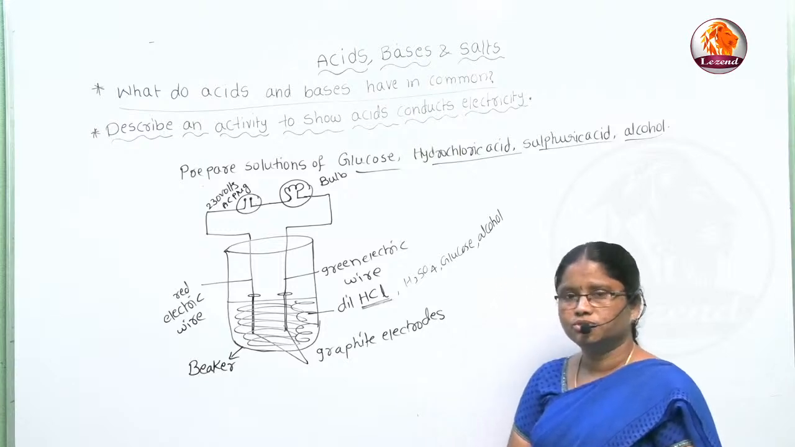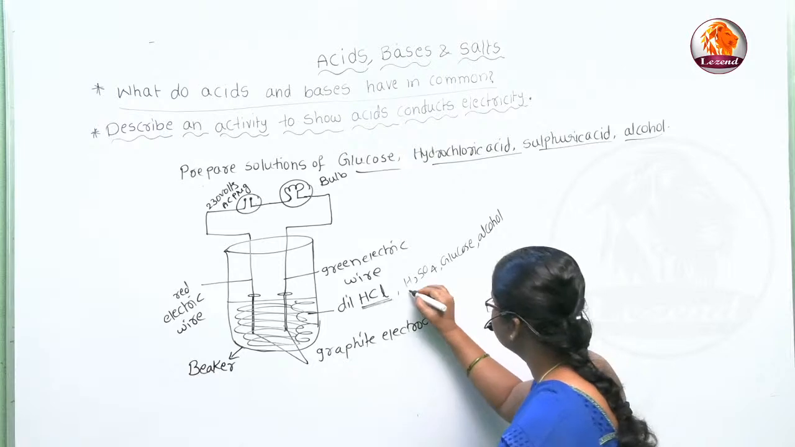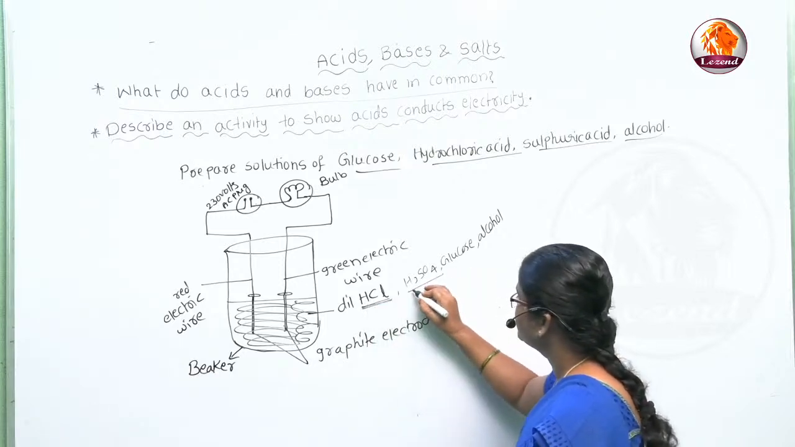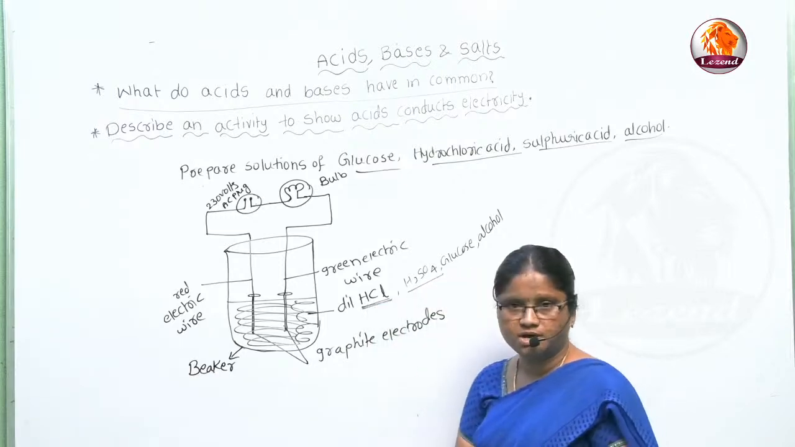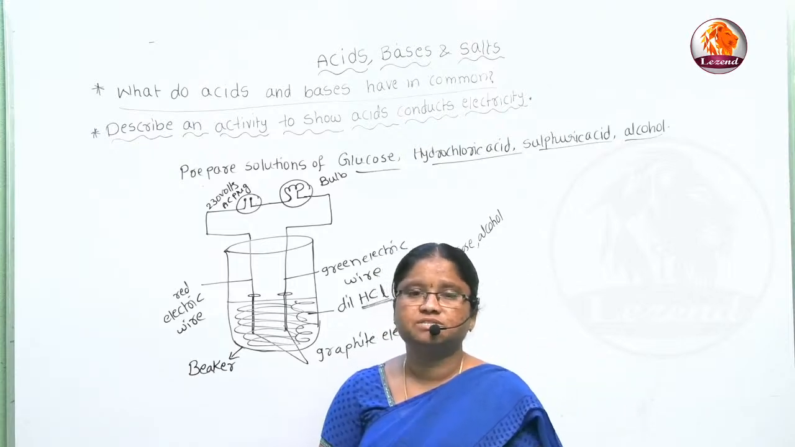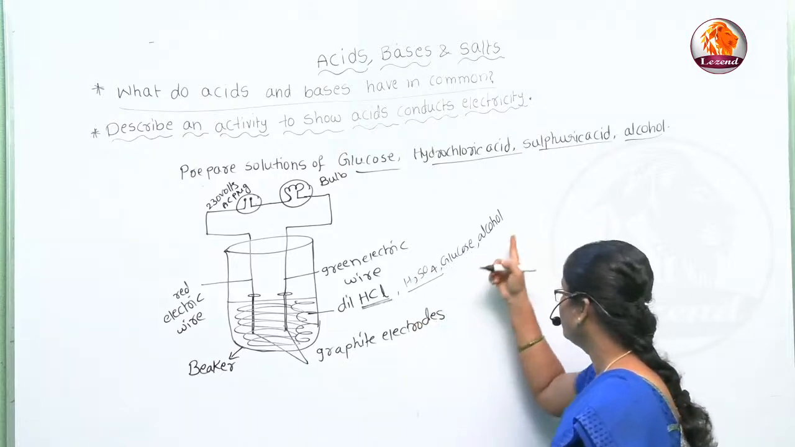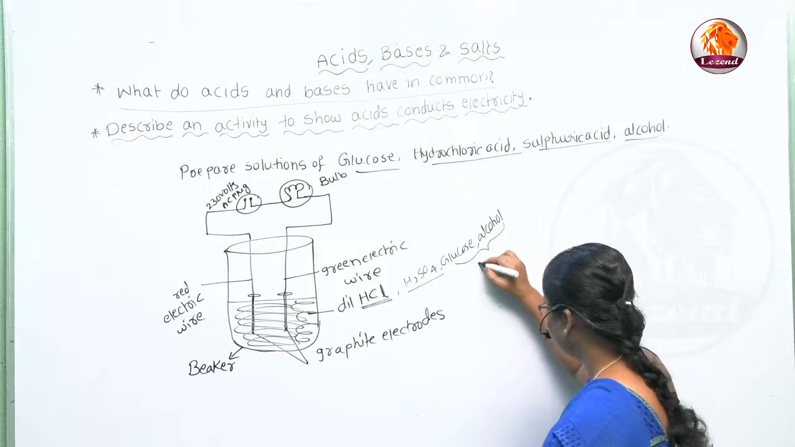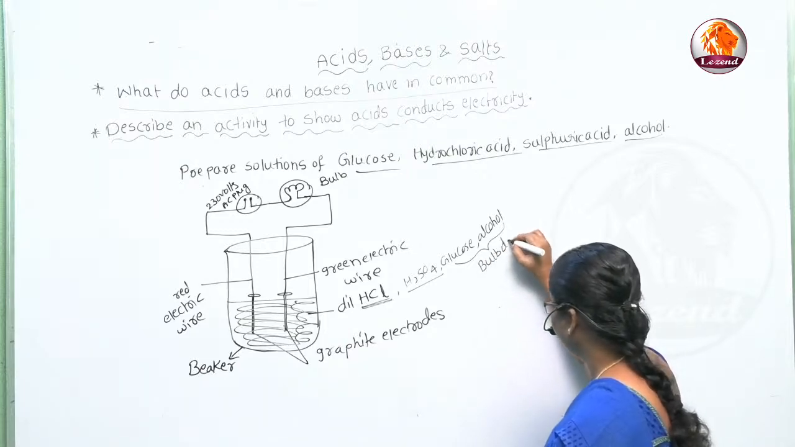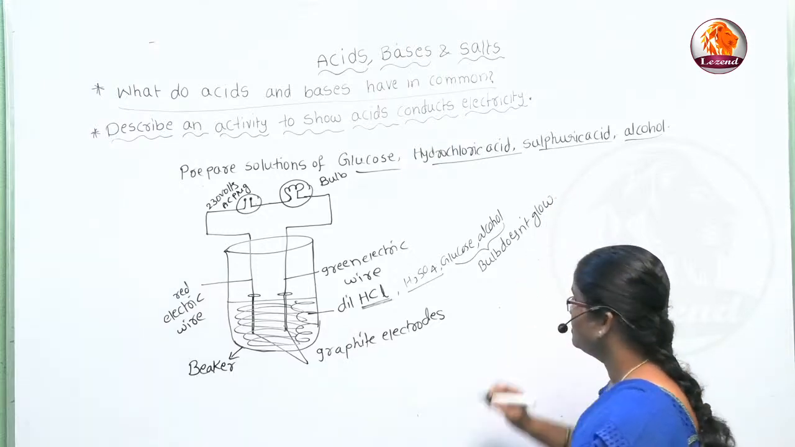The bulb glows only in acid solutions. In these 4 solutions, which are acid solutions here? Dilute hydrochloric acid and dilute sulfuric acid. These two are acid solutions. Okay, only the bulb glows in acid solutions, we observed. The bulb does not glow in glucose and alcohol.